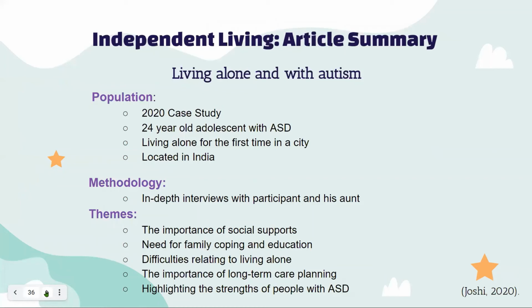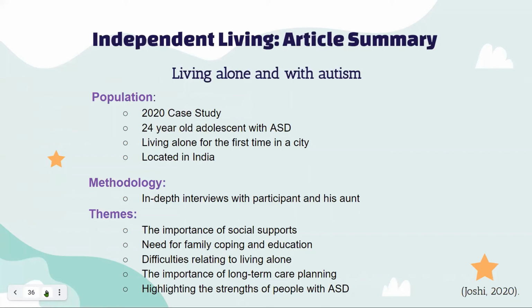Living Alone with Autism is a case study that was published in 2020 and focused on the lived experiences of a 24-year-old man with ASD living alone for the first time in a city in India after his caretakers had passed away, and his caretakers were his parents. The methodology consisted of an in-depth interview of both the participant and his aunt, as well as observation of the participant in the participant's home.